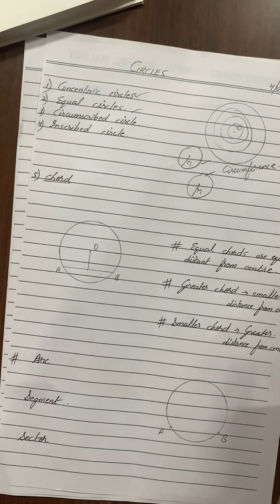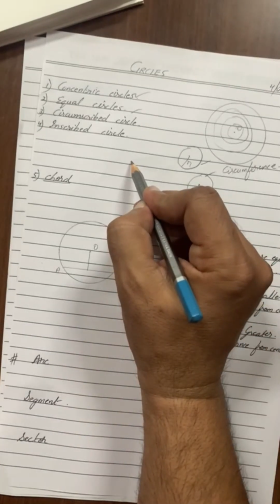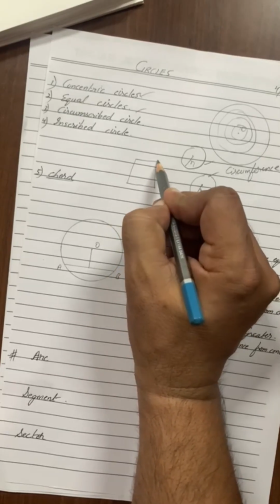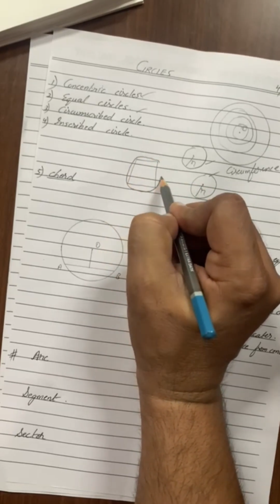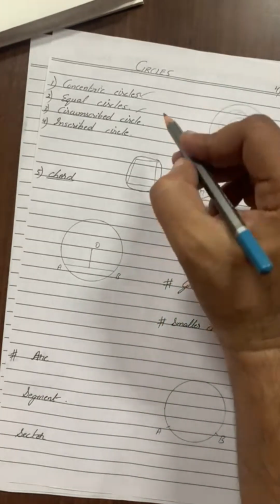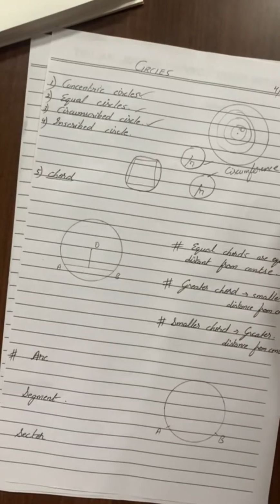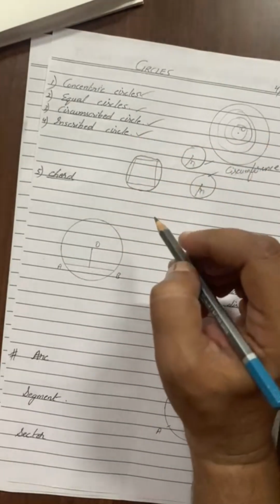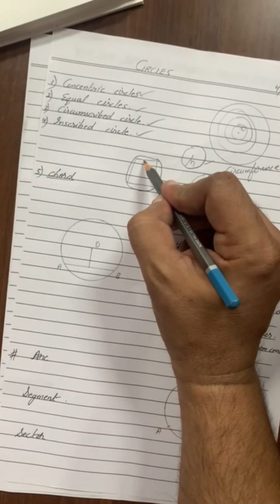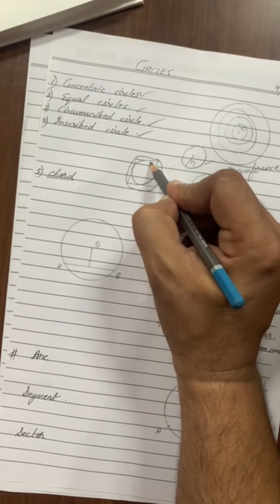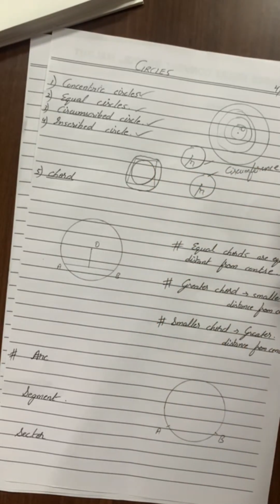Circumscribed circle. When a circle is drawn outside a polygon which passes through the vertices, we call that circle a circumscribed circle. Inscribed circle means the circle which is drawn inside the polygon, touching all the sides of the polygon. It's called an inscribed circle.